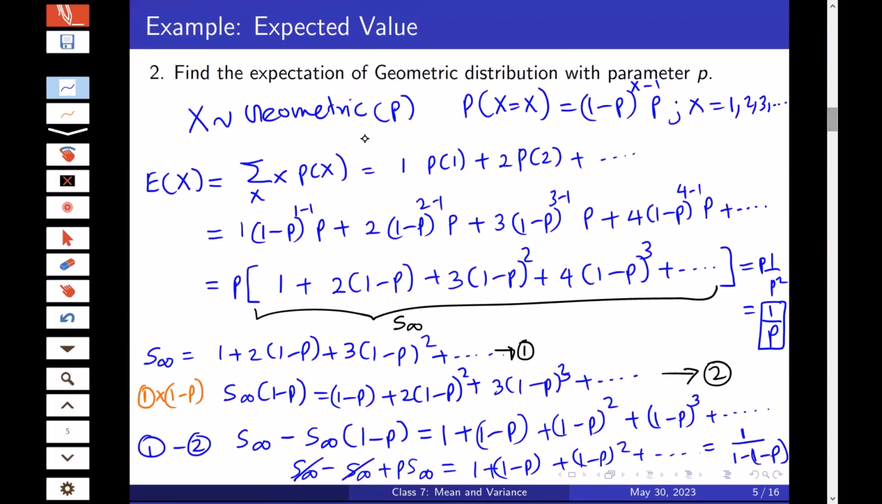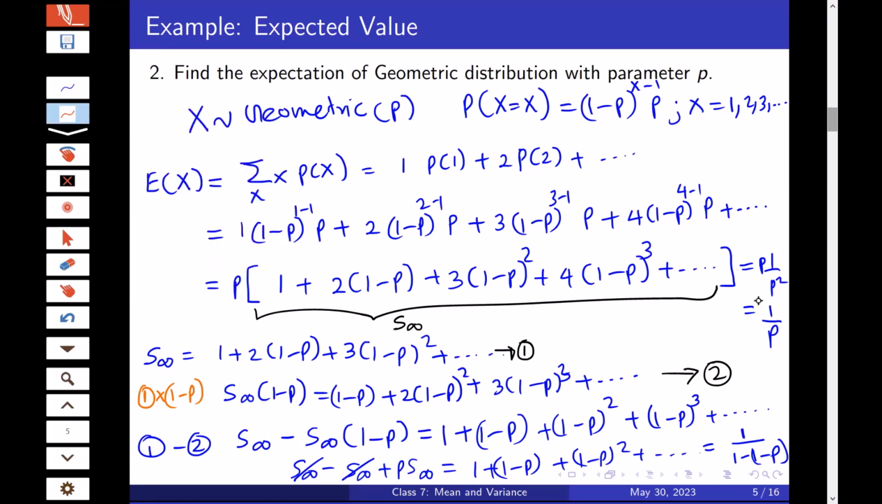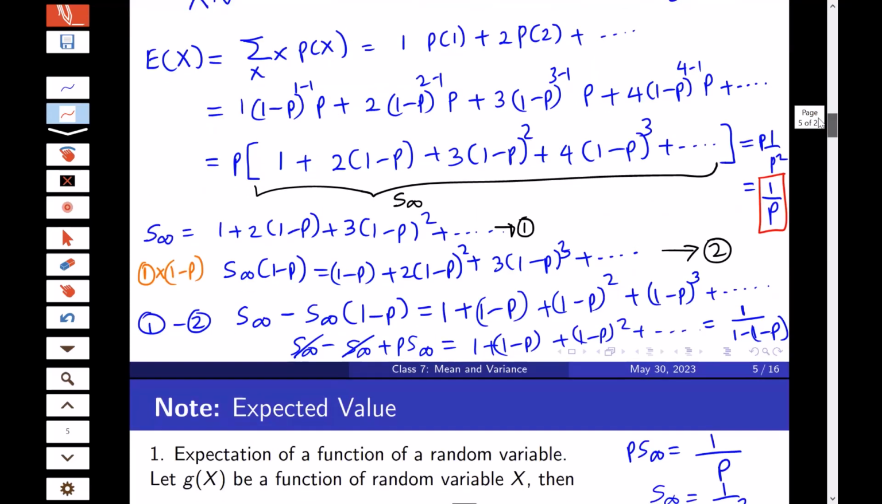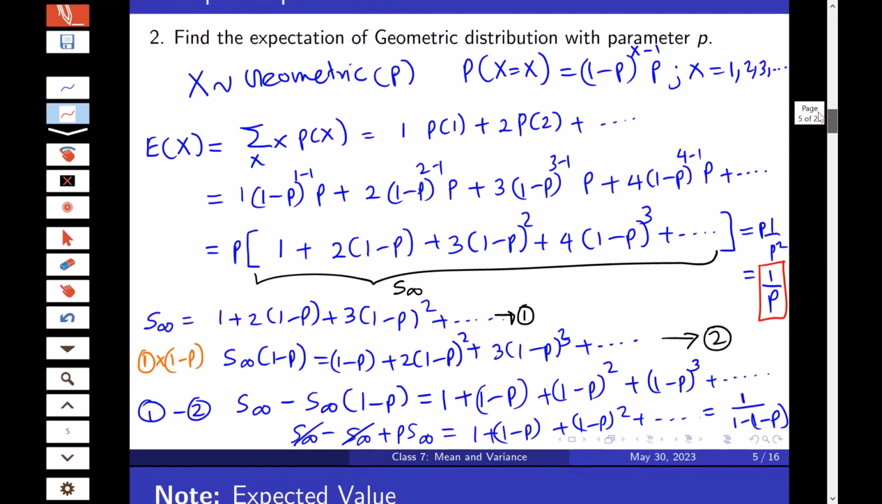Okay, so that means the expectation of the geometric sum is 1 over P. And from now on, if you want to find the mean of a geometric random variable, you can use this result. So feel free to use this result. You don't need to prove it. In this class, you can use this result without proof. You can use 1 over P as the expectation of a random variable when X follows a geometric distribution. Okay, so hopefully that makes sense.